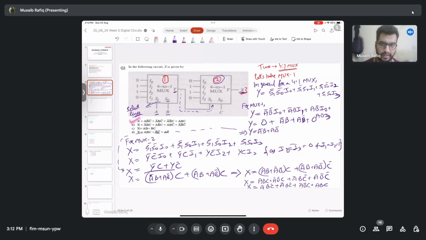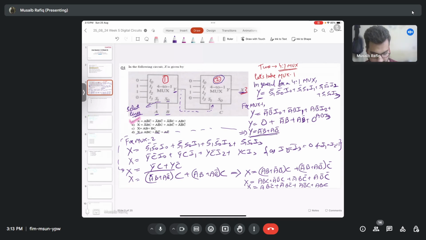We have two 4:1 mux here. We have to find the output X for the following circuit. First I took the output of the first mux that I have labeled 1, and I wrote the expression for that here, and plugged in the values of A, B from the select lines. Basically S1 and S0 are select lines, to which we are applying A and B. Accordingly, I plugged in the values of I0, I1 and I3. So ultimately, I got Y equal to A bar B plus AB bar.